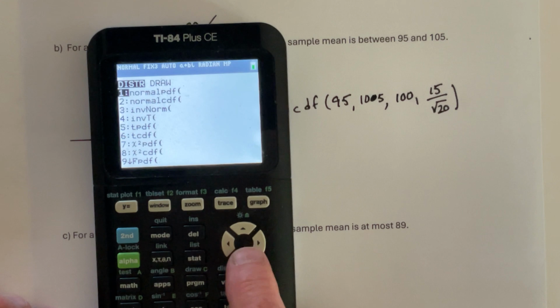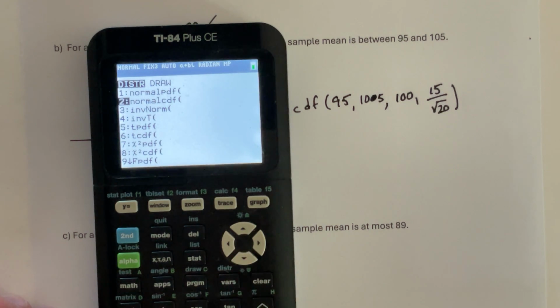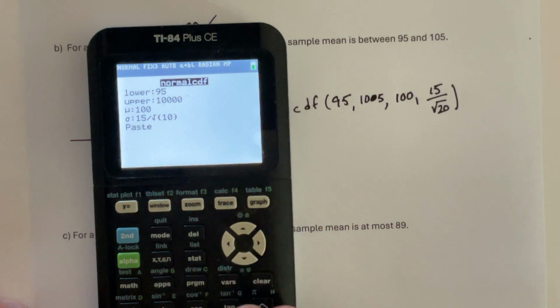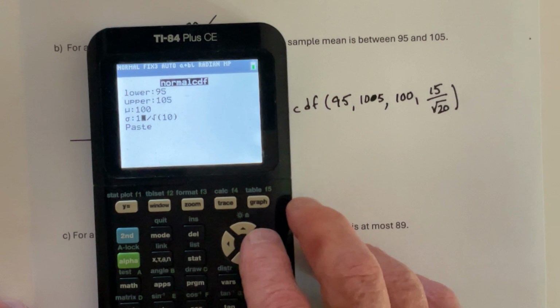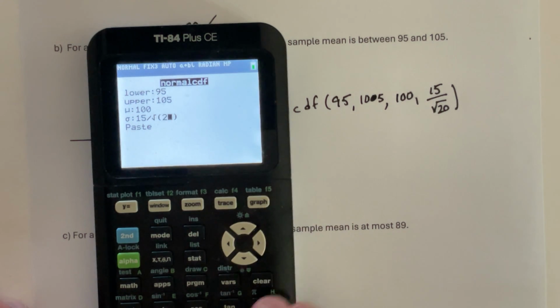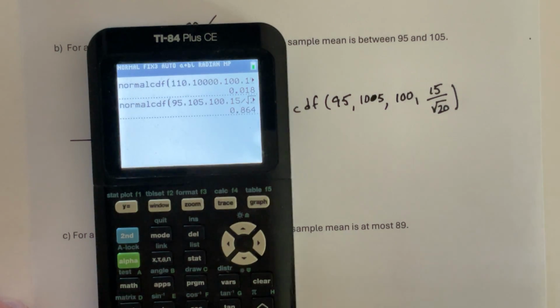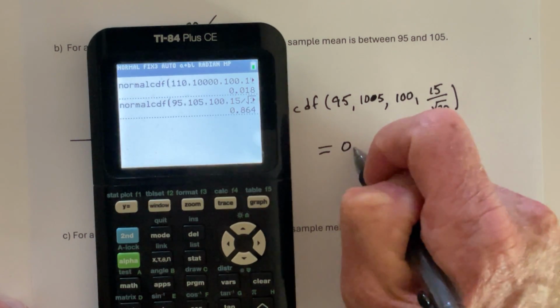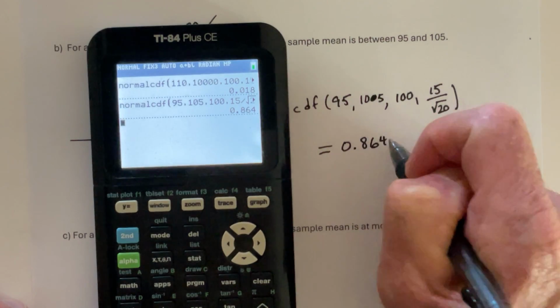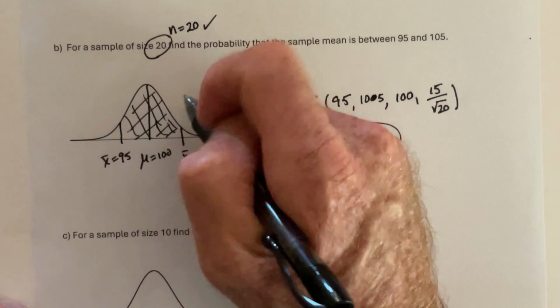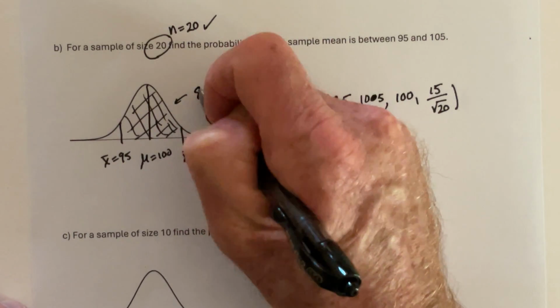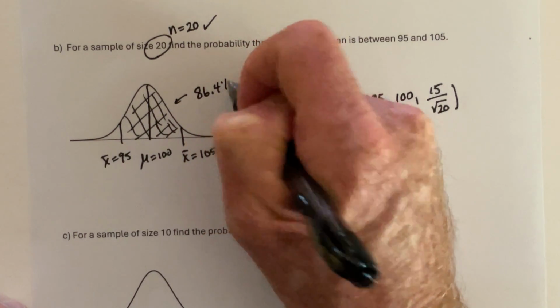So go back to second distribution, use the second one, have the shading go from 95 to 105. The mean is already there, and in fact, all I need to do is change this inside the square root to a 20. And then it turns out that the answer is 0.864. So in other words, 86.4% of the graph is shaded right here in the middle, 86.4%.